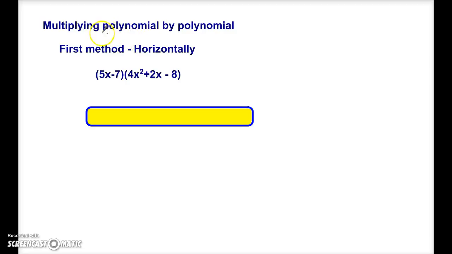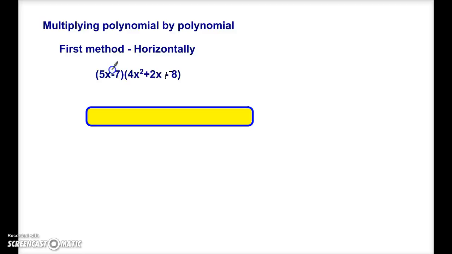This time we're multiplying a polynomial by a polynomial. And there's different ways to do it. The first way we'll look at is horizontal method. And the example we'll use is 5x minus 7 times 4x squared plus 2x minus 8. Now remember, I can write this minus 8 as plus a negative 8. And similarly, if I wanted to, I could make that plus a negative 7.